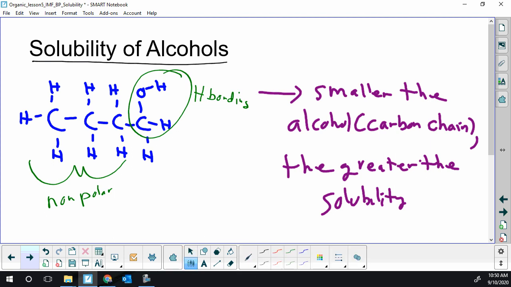The extreme being methanol, which is very soluble, very high solubility, almost infinitely soluble, because there's no CH tail at all that's going to repel water. If it's a really long alcohol, you'd start getting some solubility in nonpolar substances.